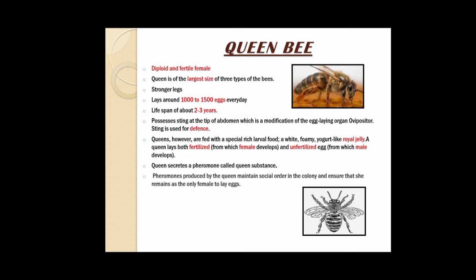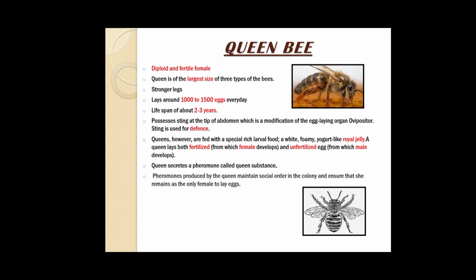Queen bee. Queen bee is a diploid fertile female whose presence in a colony is a must. The size of the body of the queen is much larger than those of other castes of bees of the colony. Her legs are strong as she always has to walk about on the comb. Queen bee lays around 1000 to 1500 eggs every day, and her lifespan is about 2 to 3 years. It possesses a sting which is used for defense and is fed with special rich larval food known as royal jelly.